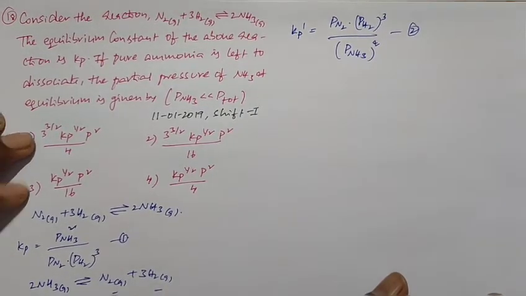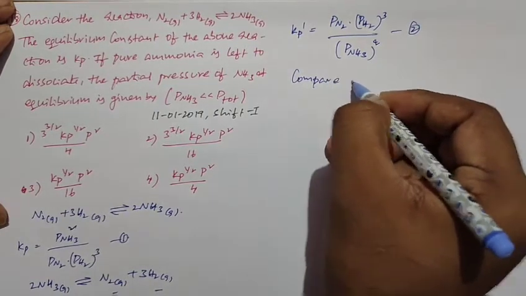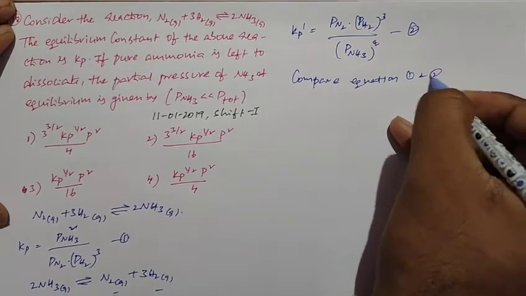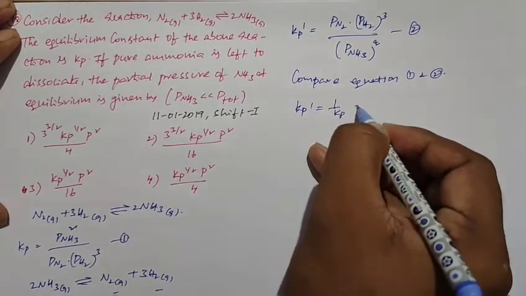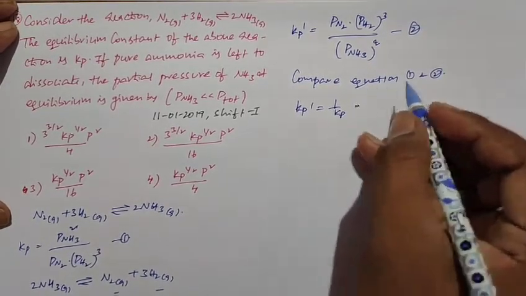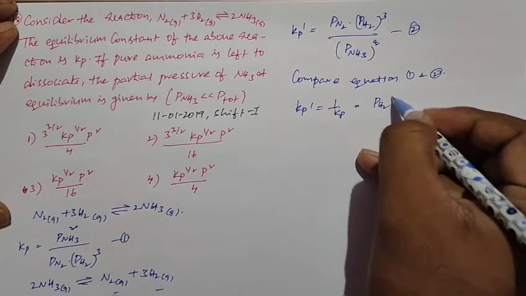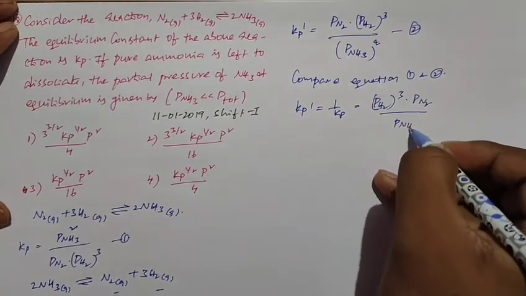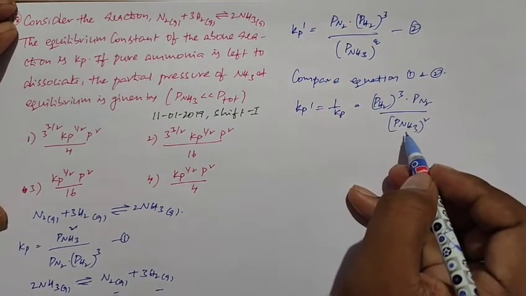Now compare equation 1 and equation 2. We get Kp dash is equal to 1 by Kp. So Kp dash will be the reciprocal, and then we get PH2 whole cube into PN2 by PNH3 whole square. Resulting, we need to get the partial pressure of ammonia.